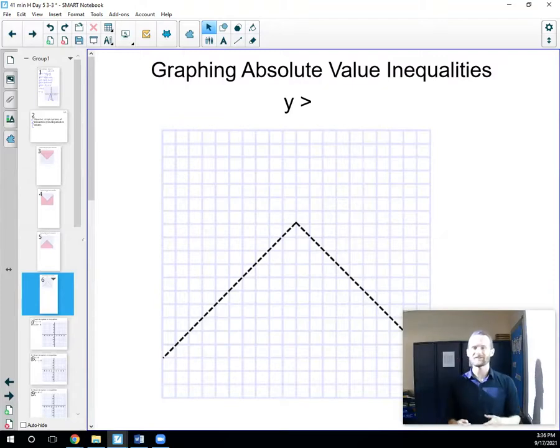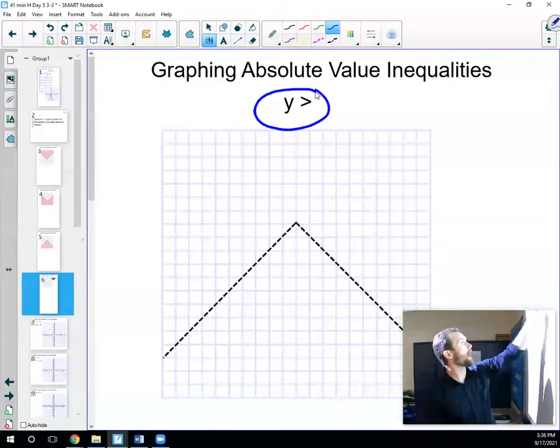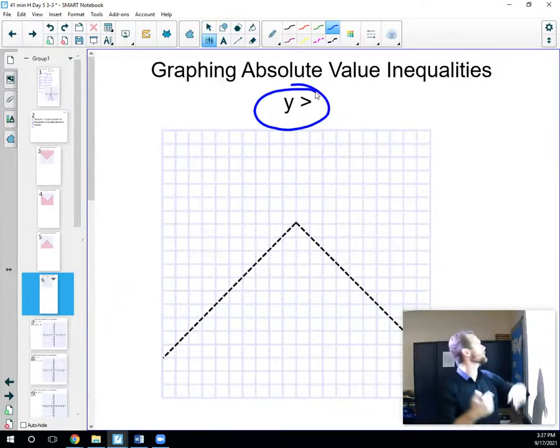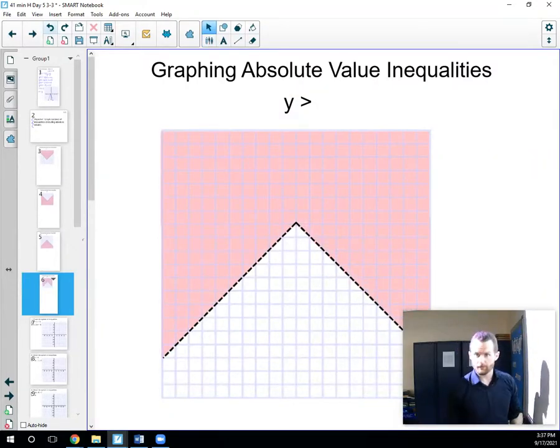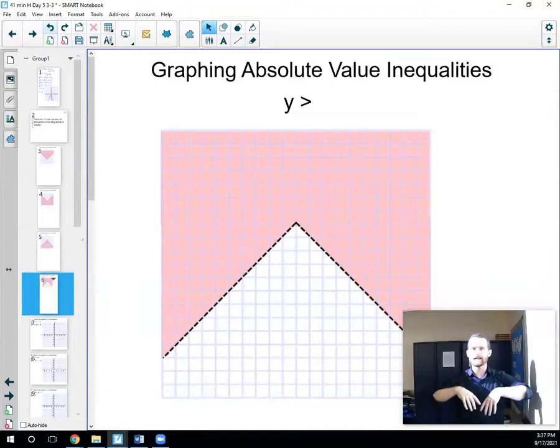Now we've got an upside down V again, but here, Y is greater than. If Y is greater than, we think, okay, Y is bigger, so we shade above. We shade above, right? So don't think inside the V or outside the V. That's only going to get you confused.